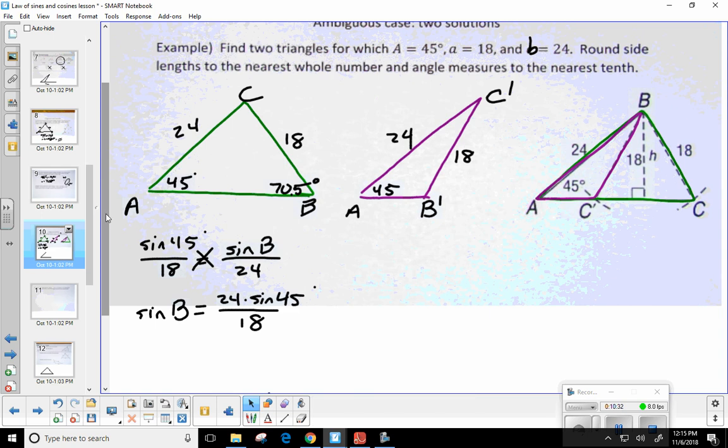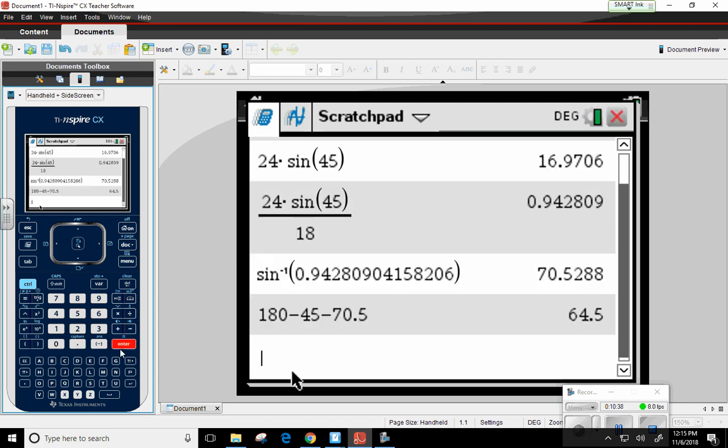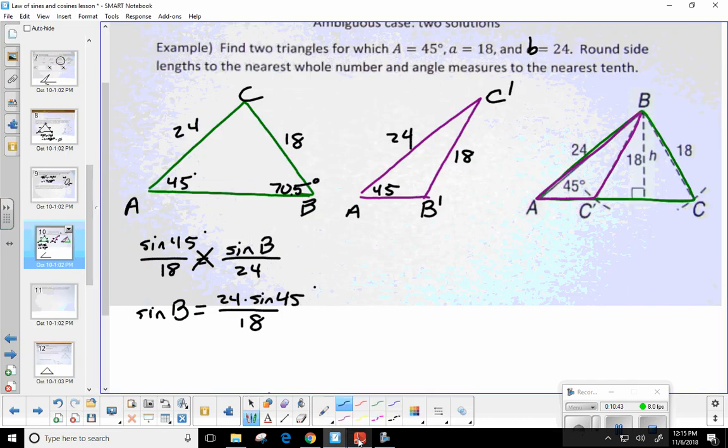Add and subtract, right? So I'm going to take the 180 minus the 45 I started with, minus the 70.5 that I just found. So I know C is 64.5, right? So this one's 64.5. Now I'm going to use the fact that this purple triangle is actually contained inside of the larger one. Because doesn't the larger one kind of continue like this?